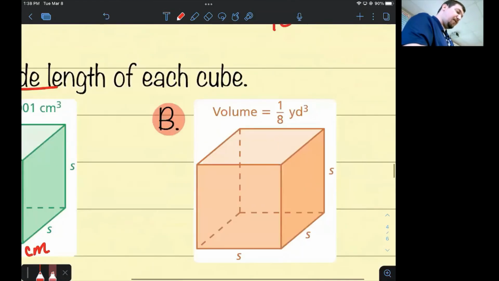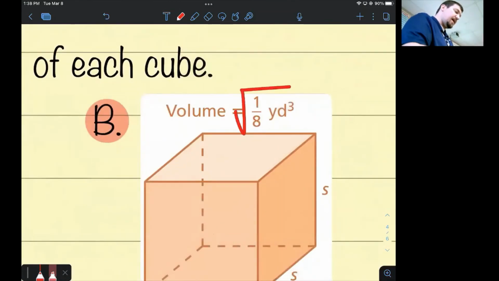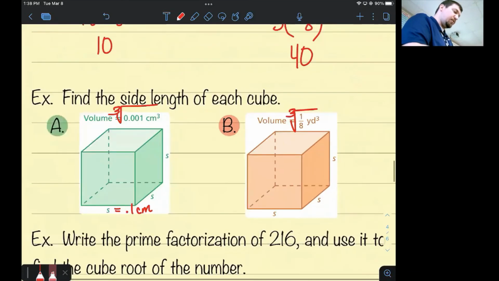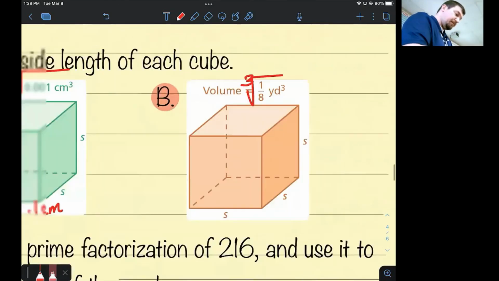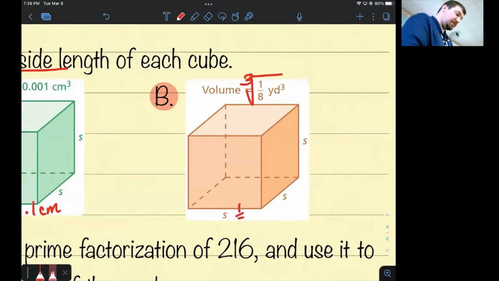What about if the volume is 1/8 and I have to cube root that? That's really cube rooting the top number and then cube rooting the bottom number, Lizzie. 0.5. You could also say a half, or 0.5. You're right.